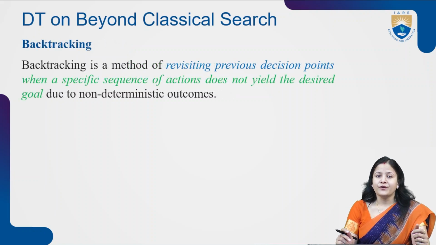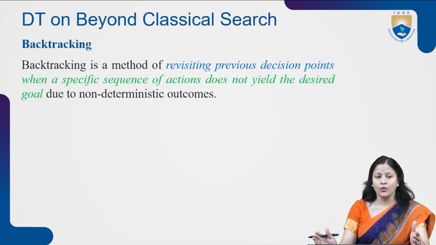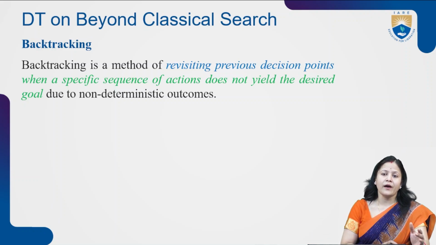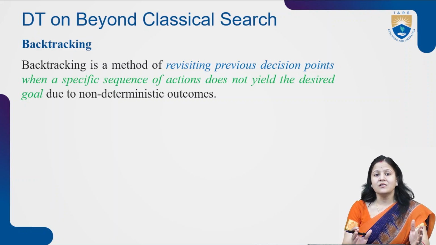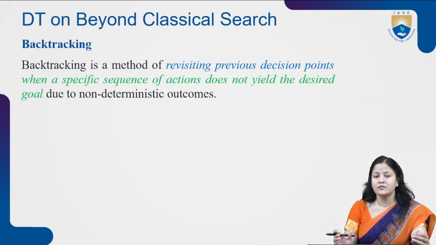Now, what is the meaning of backtracking? Backtracking is a method of revisiting the previous decision point when a specific sequence of actions does not yield the desired goal due to non-deterministic action. In simple English, when we cannot achieve our goal, we move one step back or two steps back, and then find a new solution from the original path. That concept is also used in beyond classical search for the logical agent, revisiting the previous decision point so that if the sequence of actions could not find the desired goal, another can be tried.